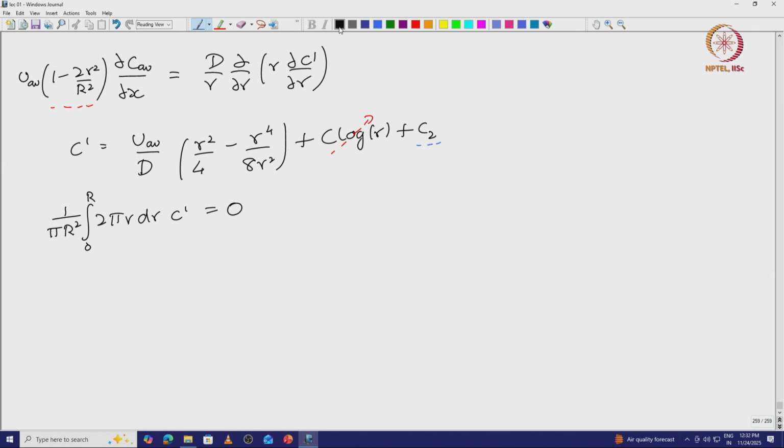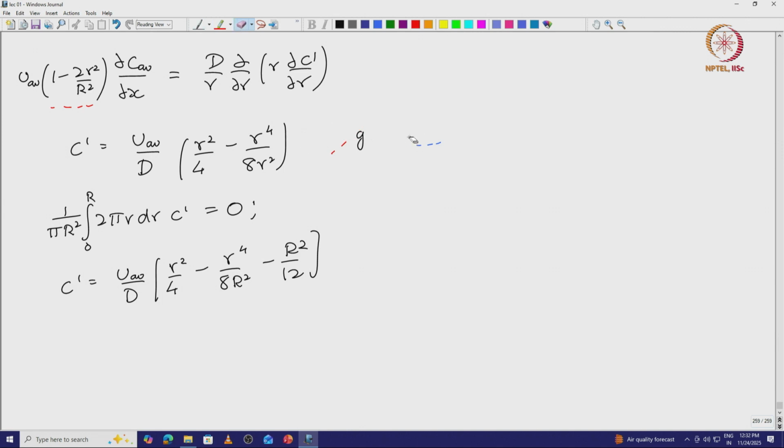Okay. I am sorry, this constant C2. And finally, I will get the expression for the concentration. C prime is equal to V average by D into R square by 4 minus R power 4 by 8 R square, minus R square by 12 into, I am sorry, this term should also be included here.